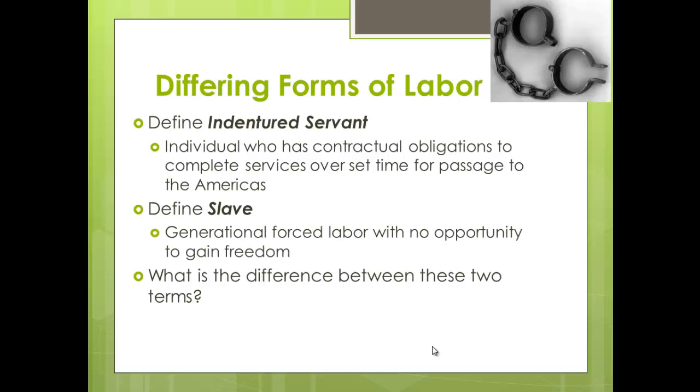And that word generational means that it is based on your family. So if your mother was a slave, then you would automatically be a slave when you are born. And there is absolutely zero opportunity to gain freedom, or at least very little opportunity to gain freedom. The expectation at this time was that if you were born a slave, you would remain a slave for your entire life, and so would any future family members, any children that you might have. So for this course, it's important to understand the difference between an indentured servant and a slave.